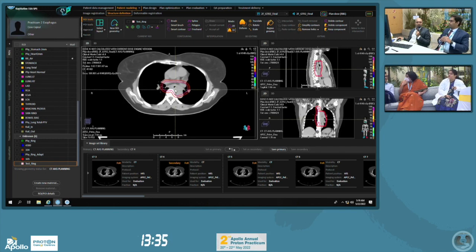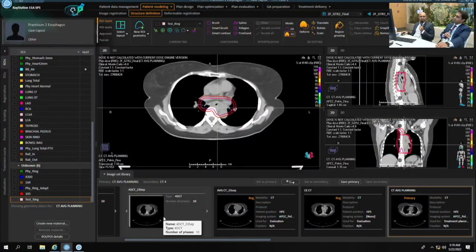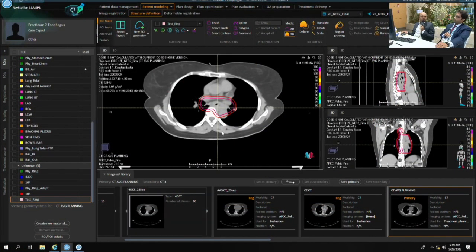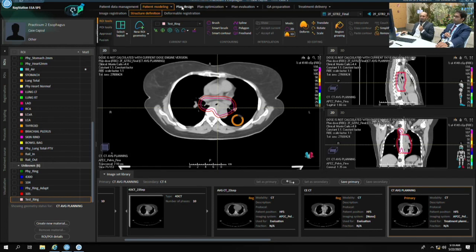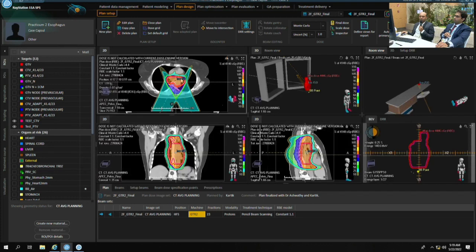For all our esophagus cases, as per my presentation, we treat with free breathing, because with 4D CT evaluation we always find the motion is less than 5 millimeters. For this patient also we took a 4D CT and evaluated, and it was around 4 to 5 millimeters. So we went ahead with free breathing planning. For this patient we have used a very simple technique of 2 posterior oblique beams, in an SFO technique.